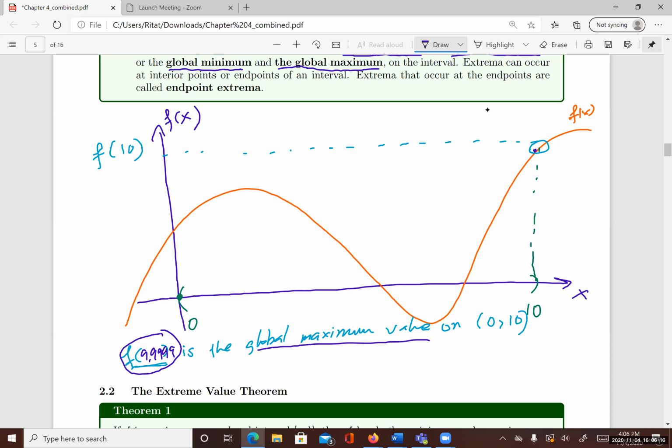If this is the case, then that means we don't have a global maximum value. Because we can just keep getting closer and closer to f of 10, our values keep increasing, and we will never reach the global maximum value. So that being said, we have no global maximum value.